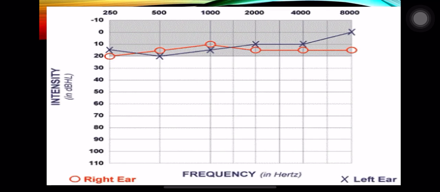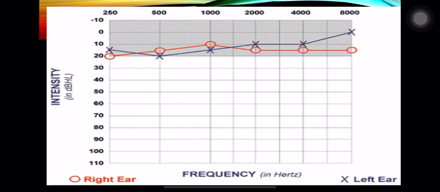Now let us interpret this graph. Look at this graph. I want you to know one thing. In an audiogram, always the right ear is represented by red color, whereas the left ear is represented by blue color.